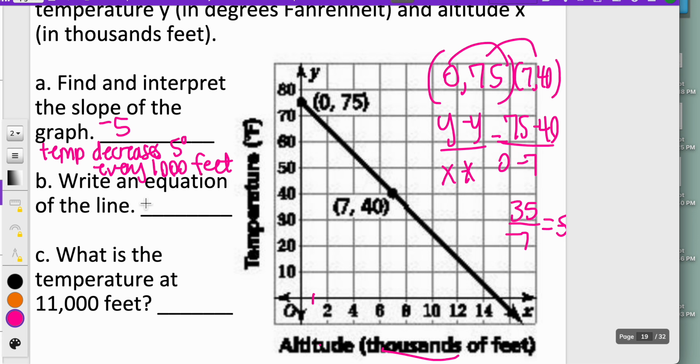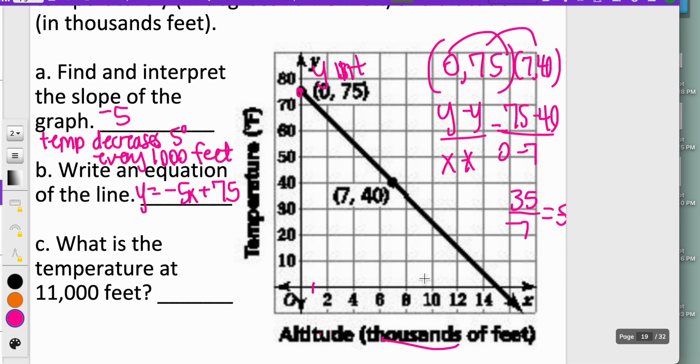The equation of the line would then be y equals, my y-intercept is at 75, so that'll be plus 75 at the end, and then my slope was negative 5x. The temperature at 11,000 feet looks like it is right here, and we'll say that's about 20 degrees Fahrenheit.